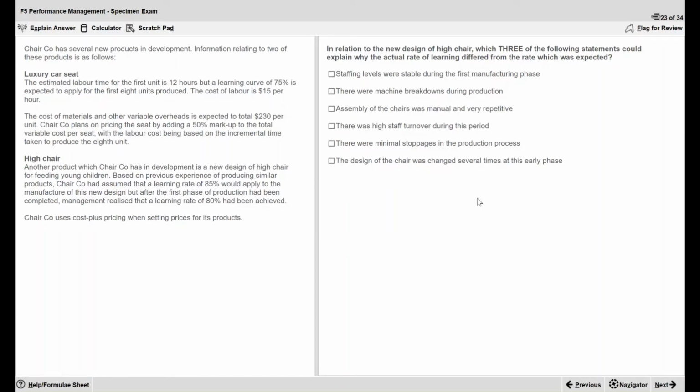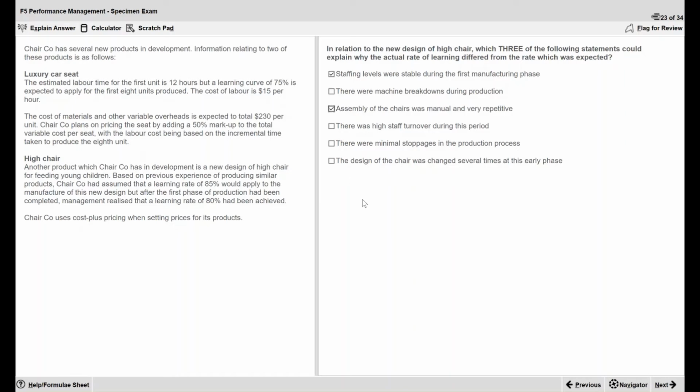Staff levels were stable during the first manufacturing phase. That could be the reason why staff is not changing. It means they learn. When staff level changes a lot, it means learning is affected. There were machine breaks during the production. If there is machine breaks, that affects our learning. Assembly of chair was manual and very repetitive. This could be the reason. There was high staff turnover during the period. When there is high staff turnover, learning is affected.